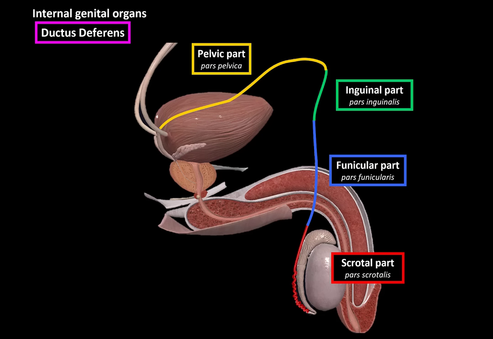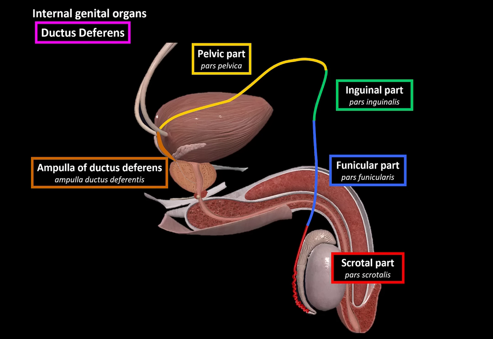The pelvic part of the ductus deferens is going to go through the lesser pelvis and pass anterior to the external iliac vessels, and it will run close to the urinary bladder and dilate to form the ampulla of the ductus deferens, which is the most distal segment of the ductus deferens. Then the ductus deferens will fuse with the duct of the seminal gland to form the ejaculatory duct, which will enter the prostate and join the prostatic urethra at the seminal colliculus. Alright, that was all for the ductus deferens.